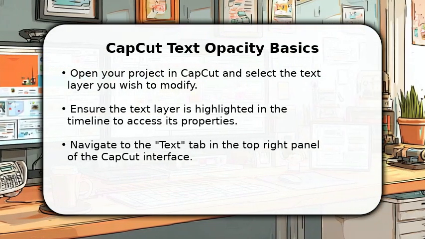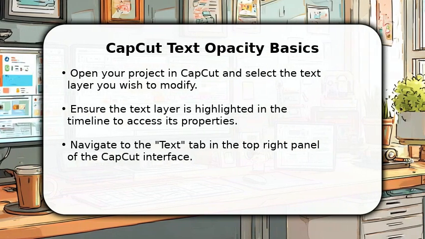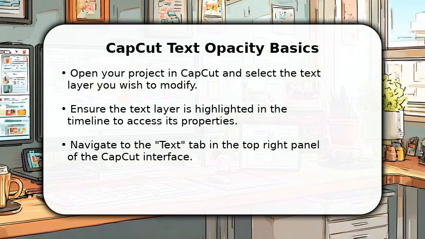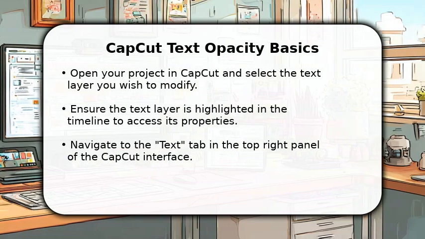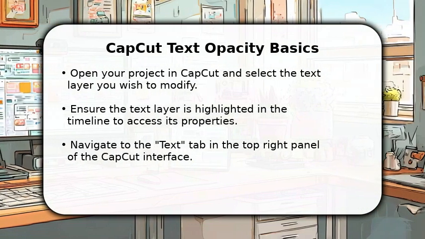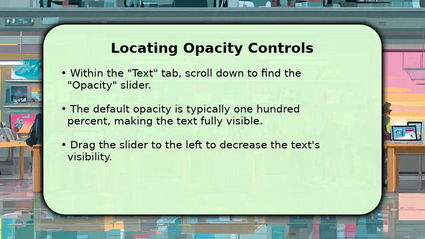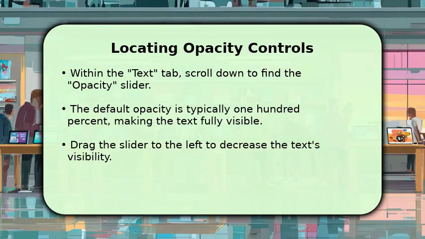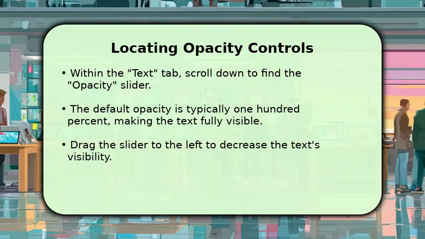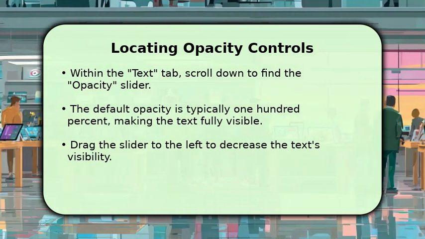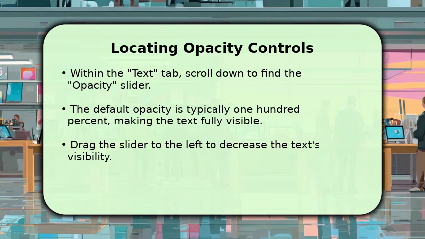Here, you'll find various editing options, and we need to click on the Text tab to reveal the text-specific settings. This is our starting point for making any changes to your text's appearance. Now that you're in the Text tab, scroll down a bit until you spot the opacity slider. By default, your text will likely be at 100% opacity, meaning it's completely solid and fully visible.